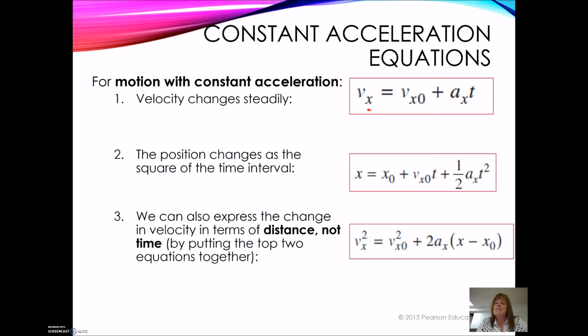So when velocity changes steadily, my velocity at any position is equal to that initial velocity plus the acceleration during that time times the time. And here's that displacement equation I showed you from the last slide. So my position at any time is equal to the initial position plus that initial velocity times time plus 1/2 times the acceleration times time squared.